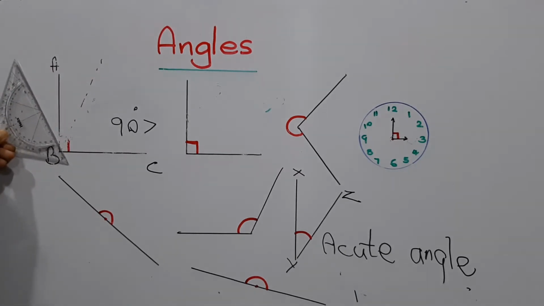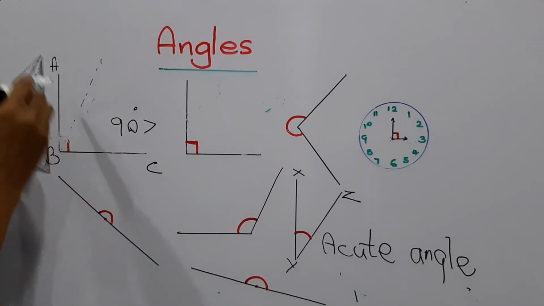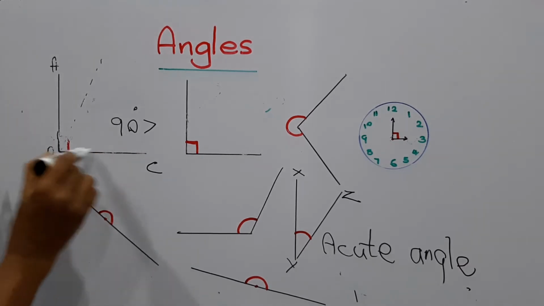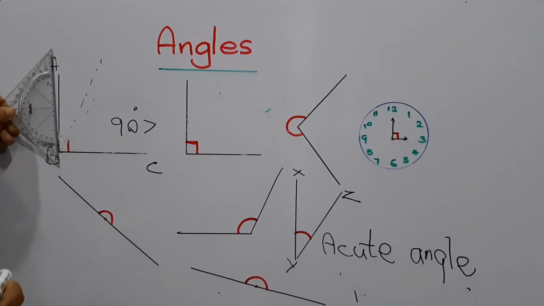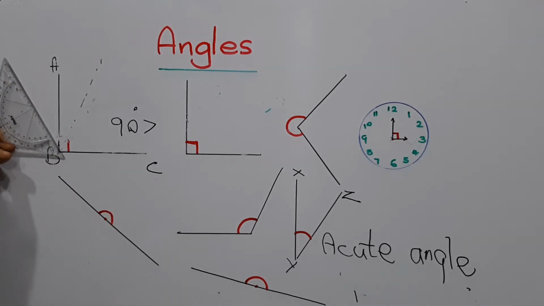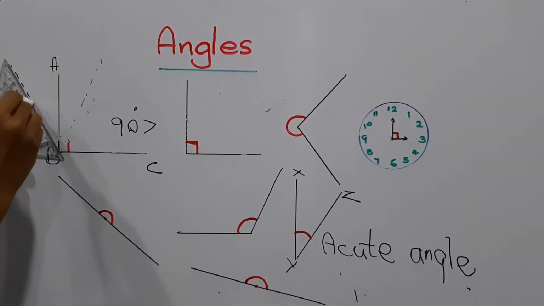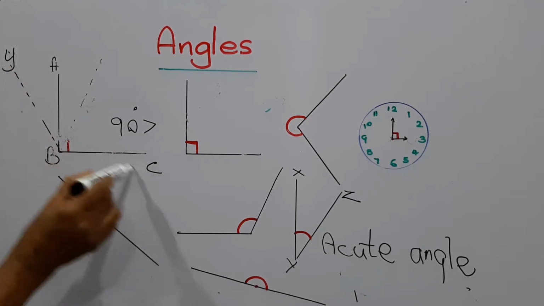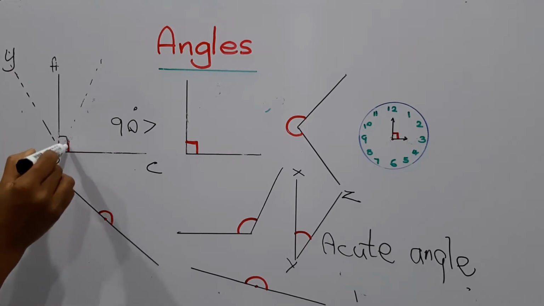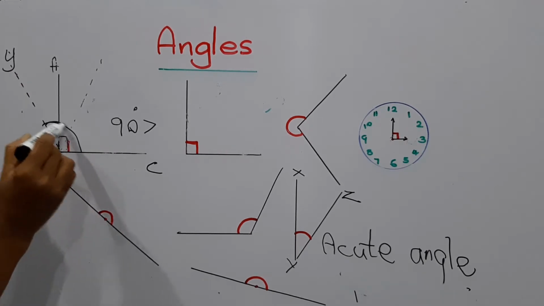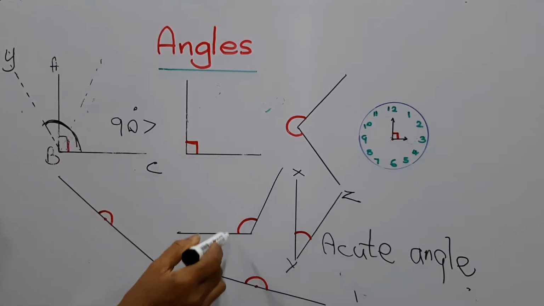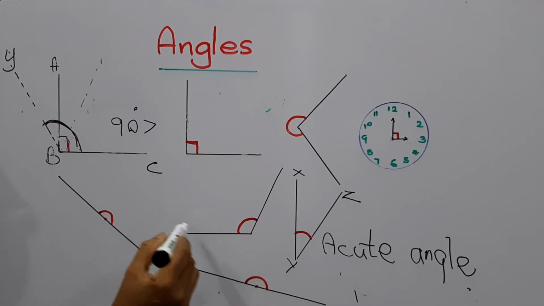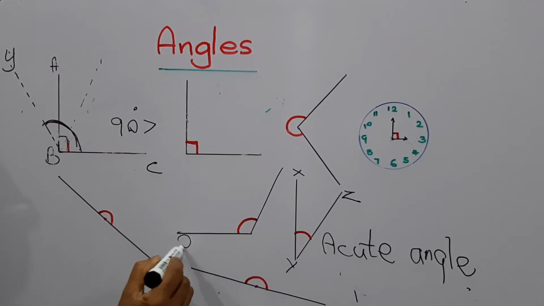Okay, then if we move the AB arm away from BC, we'll see. Now ABC is a right angle. If we move the AB arm away from BC, what will happen? Yes, we'll name this Y, YBC. That is no more a right angle. That is an obtuse angle. We'll introduce this as an obtuse angle. What's the angle? Obtuse angle.